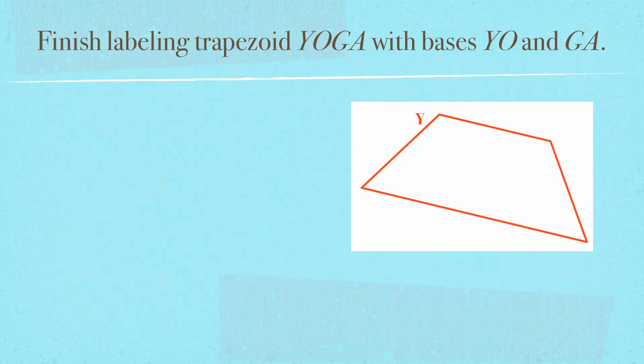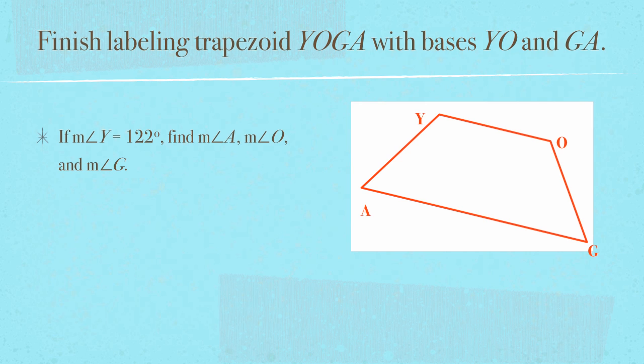Now, let's say I've got this trapezoid YOGA. It's not on a coordinate plane. It's not on an XY grid. All we know is that it has bases YO and GA. And so we must label them in a clockwise fashion: Y, O, G, and A.